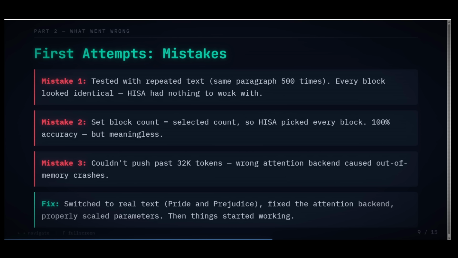HISA ended up selecting every block, which is not the same as using it. So at first we were getting perfect accuracy, and I was very excited, but it ended up being meaningless, obviously. So we had to properly scale the parameters to avoid this.